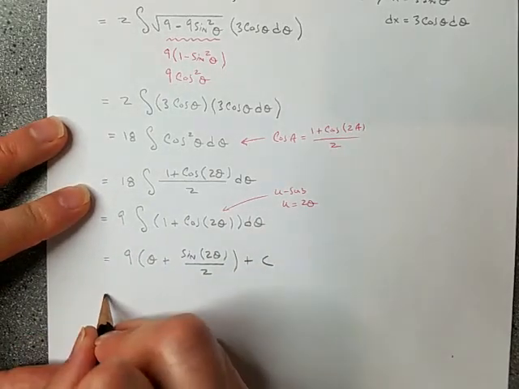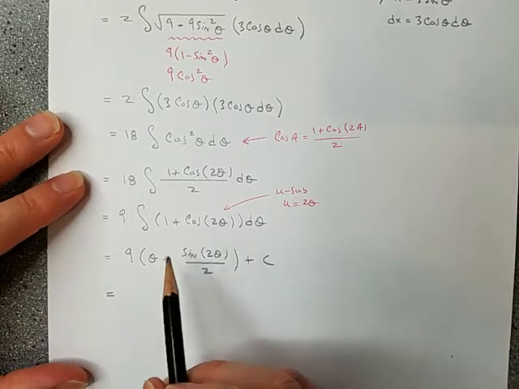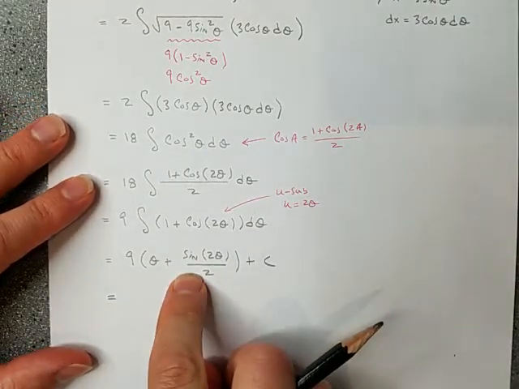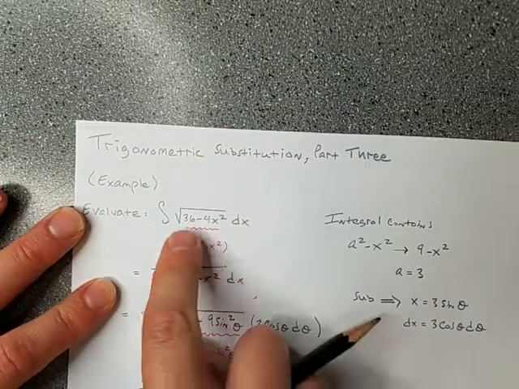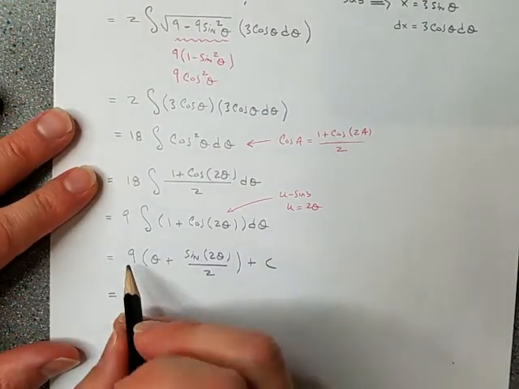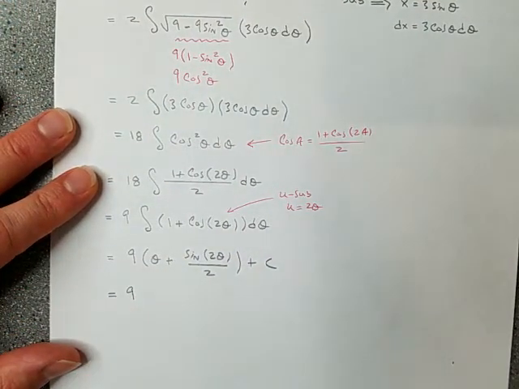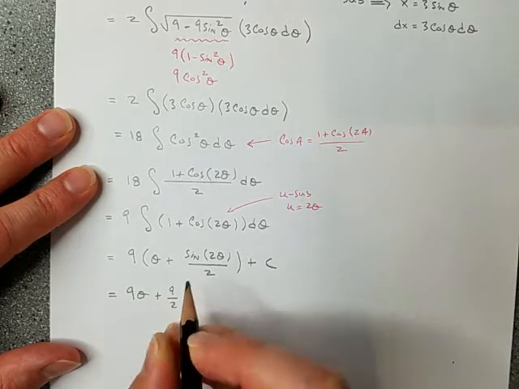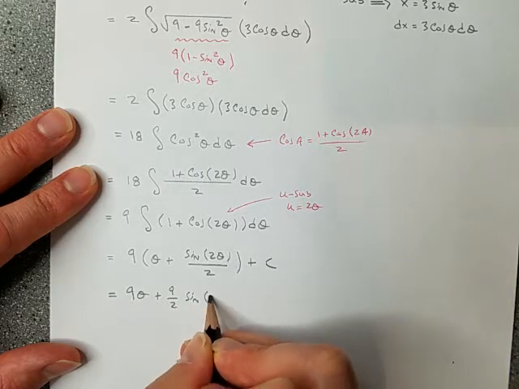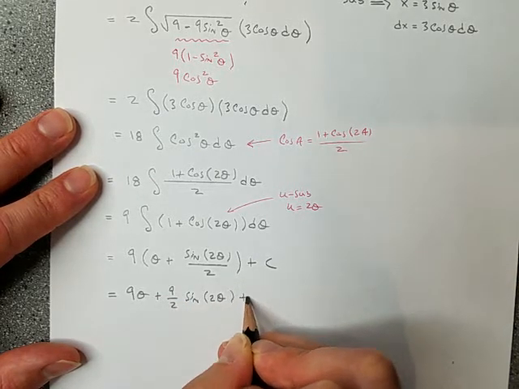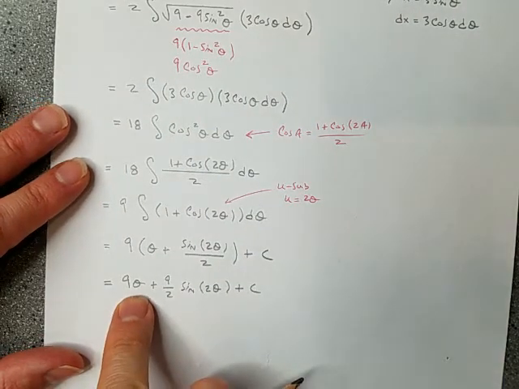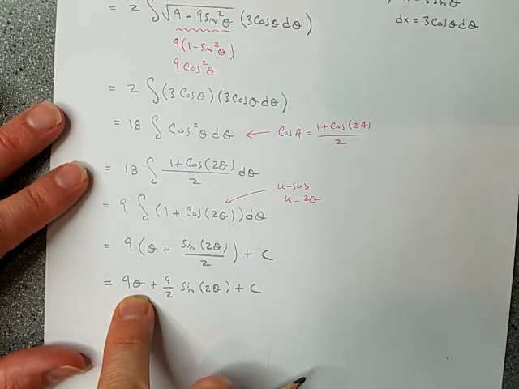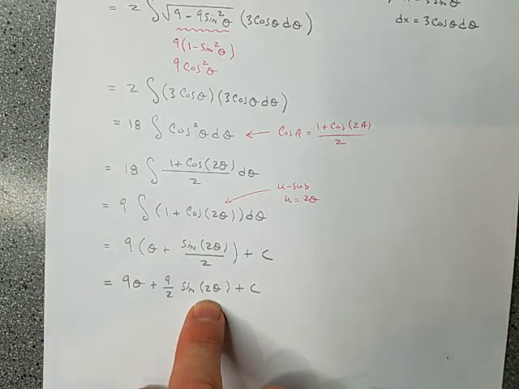Now, let's do one more thing before we figure out how to get this back in terms of the original variable, okay? So I'll multiply through by the 9. Let's say I got 9 theta. Here I'll get 9 over 2 sine 2 theta. Okay? Now the way that we get theta back in terms of x is different than the way we get sine 2 theta back in terms of x. Okay? So two different things happen here.